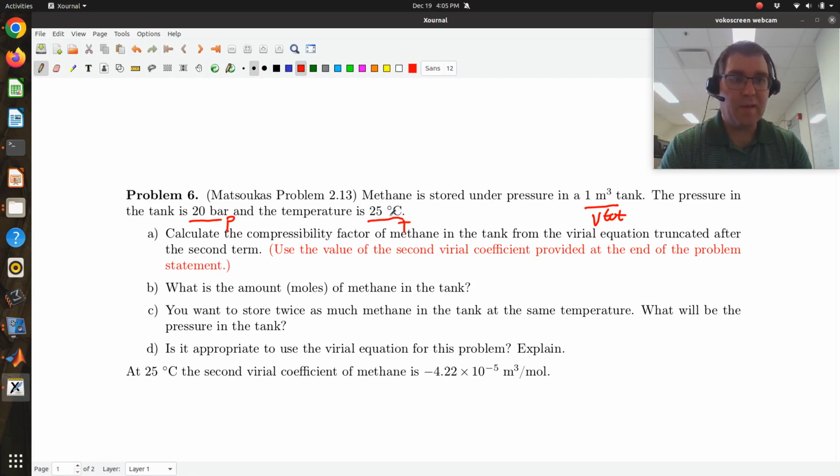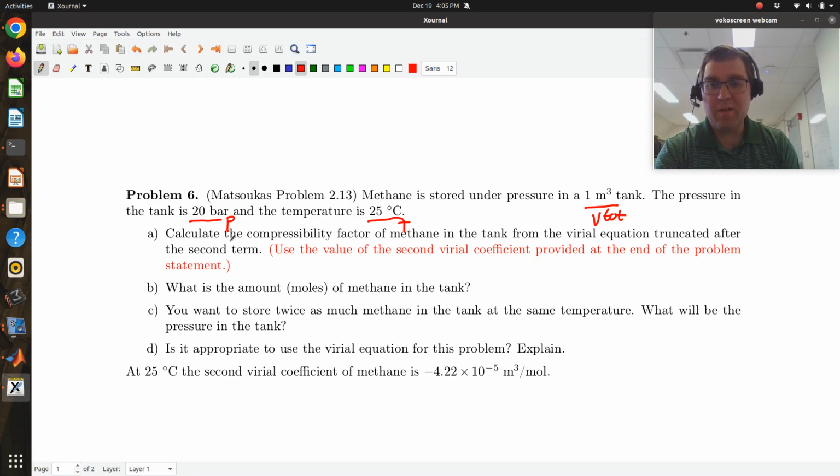So if I think back to Gibbs phase rule, if I have a single component, single phase system, I have 2 degrees of freedom. And so here, if we have a single phase system, since I've given T and P, my system's fully specified, I'll be able to solve the problem. All right, now going on to A.